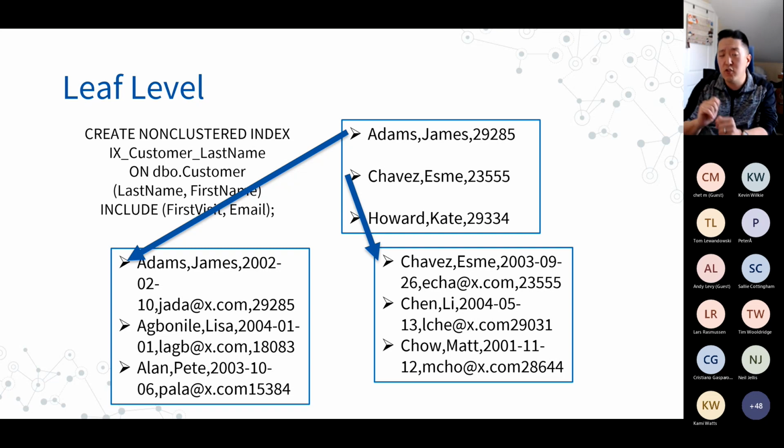Now, notice that there's a little bit of extra information here. First visit and email were our included columns. And notice those two pieces of data are also persisted here on the leaf level. So they're not going to be able to help us for navigation purposes, but if I'm executing a query that needed first visit or email, hey, I have it right here. If I needed other pieces of information, those are not available to me, and I have to do an additional operation. We'll get to that in a little bit.